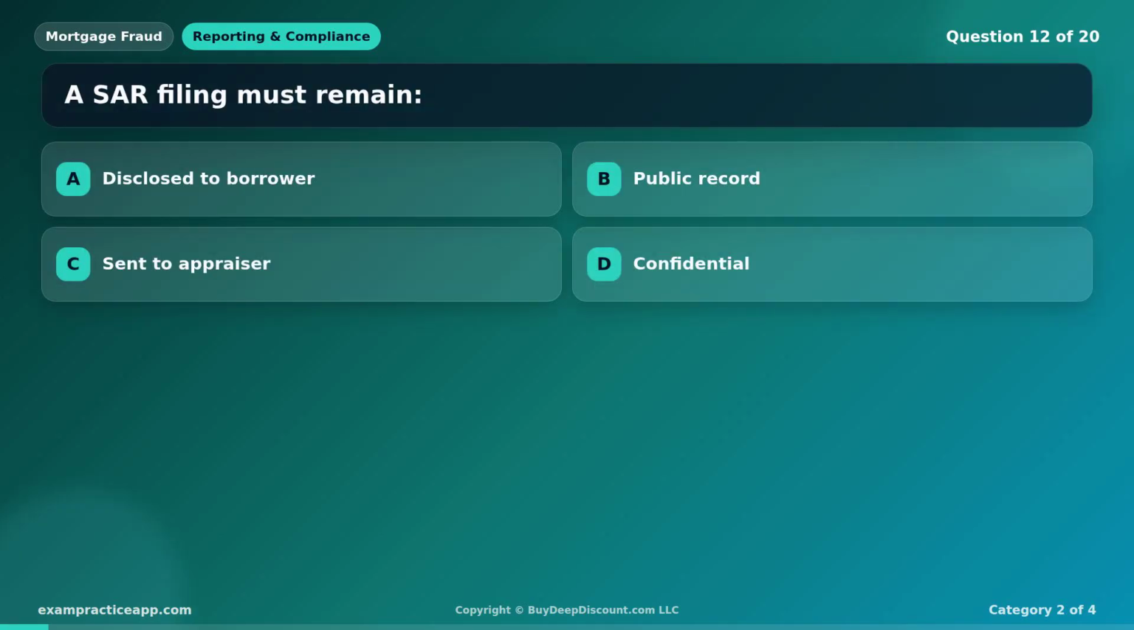Question 12. A SAR filing must remain: option A, disclosed to borrower; option B, a public record; option C, sent to appraiser; option D, confidential. Take a moment to choose your answer. The correct answer is option D, confidential. Explanation: SAR filings are confidential and cannot be disclosed to the borrower.